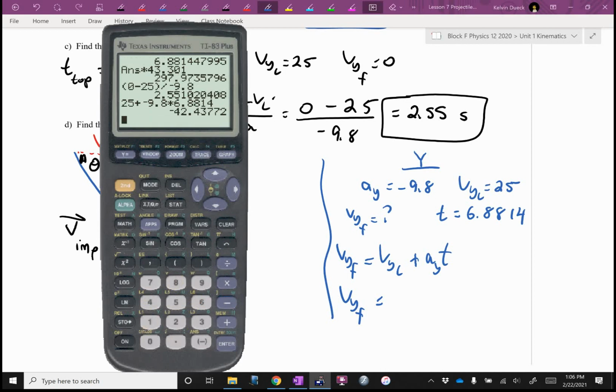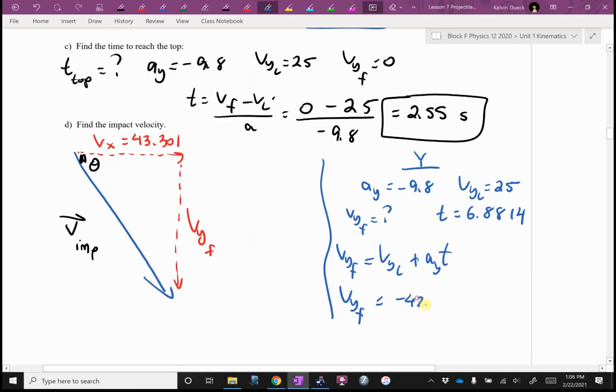When it hits the ground, do you get negative 42.43772? And I'm going to put that on my triangle, 42.43772. Mr. Duick, how come you didn't put the negative? I did put the negative, but I put it by pointing the arrow down. That's where the negative is. You could put it there too, but I have a down arrow, so it's negative.